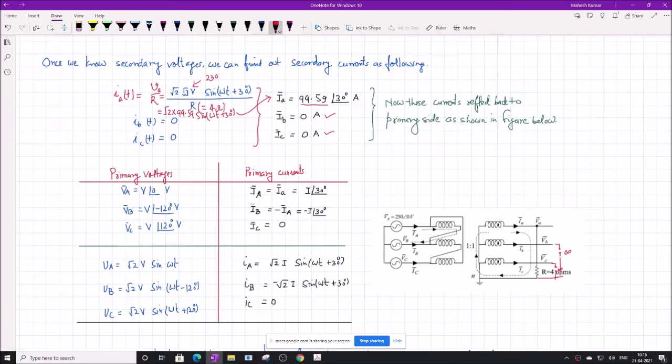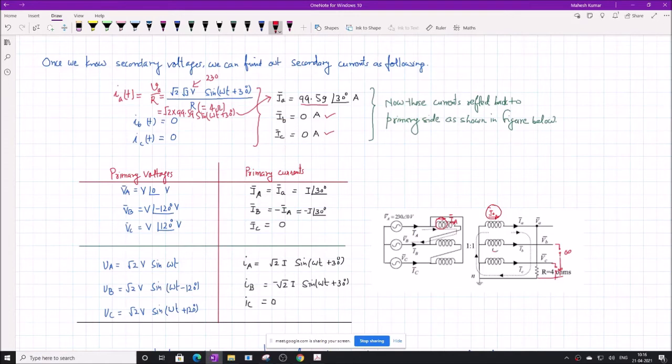Now this current gets reflected on the primary side. So this current is IA, suppose. This is IA, capital IA, and it gets reflected on the primary side. Since the transformer ratio is 1:1, the same current will appear across this winding, and hence capital IA will be nothing but small ia.